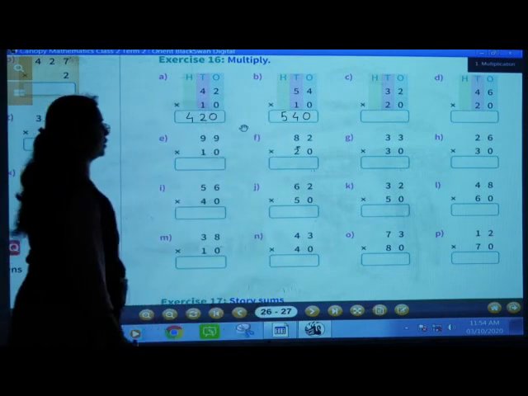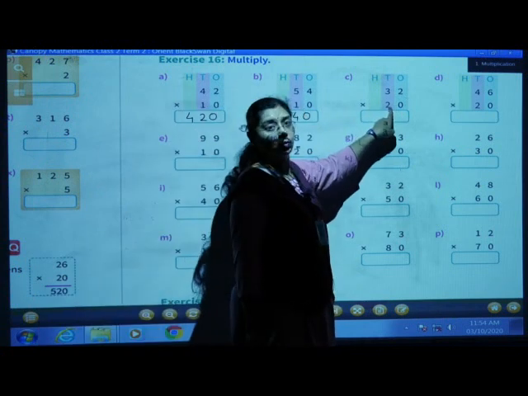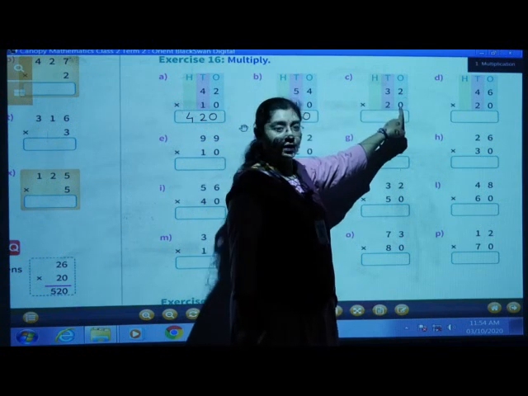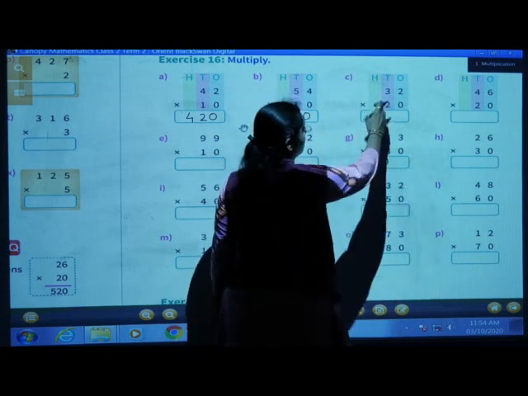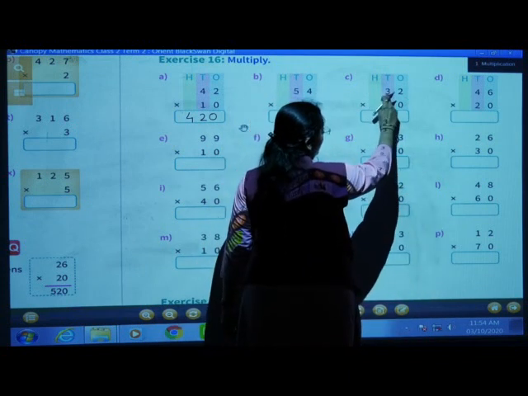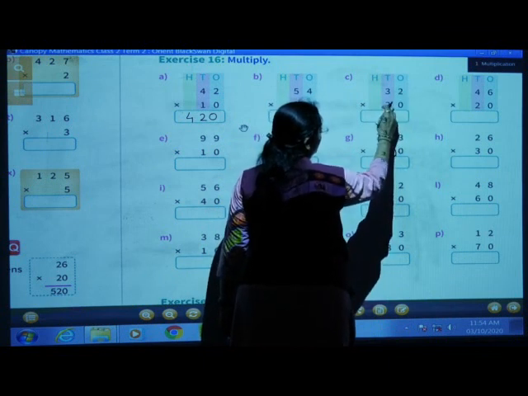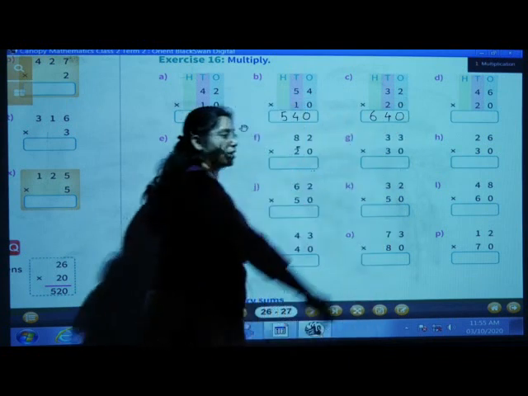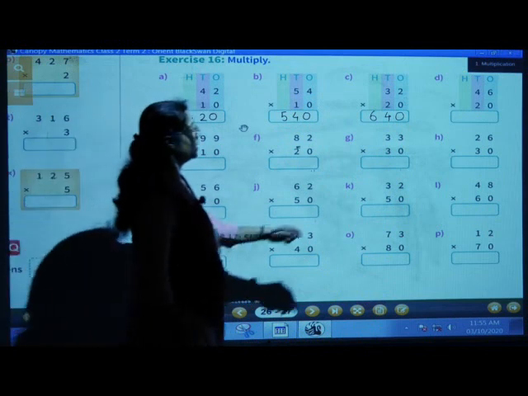Okay. Next, 32 multiplied by 20. 20 means 2 tens. Therefore, we have to multiply only 32 by 2. 2 2s are 4. 2 3s are 6. And put a 0 in the ones place. Understood?